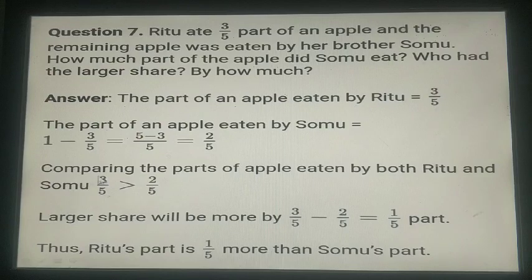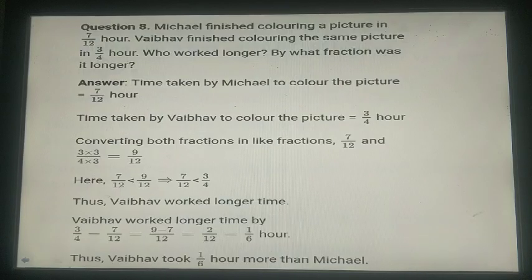Comparing the two parts, 3 by 5 and 2 by 5, you know that the denominators are 5. So very easily you can say that the larger share was more by 3 by 5 minus 2 by 5, that is 1/5 part. So Ritu's part was 1 by 5 parts more than Somu's part.